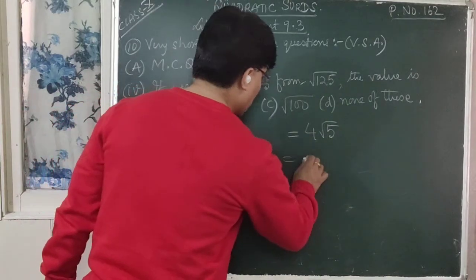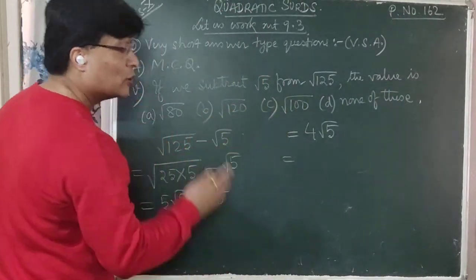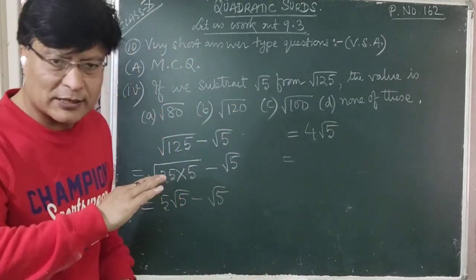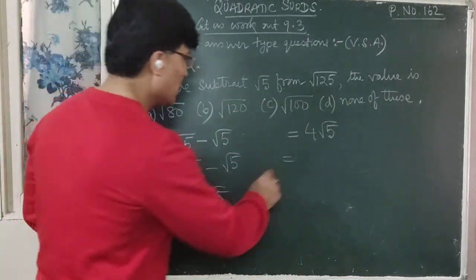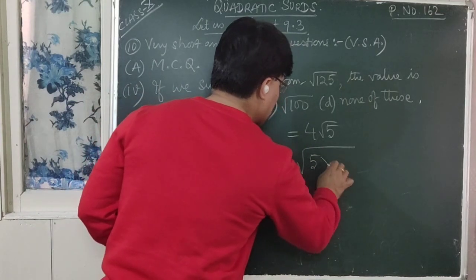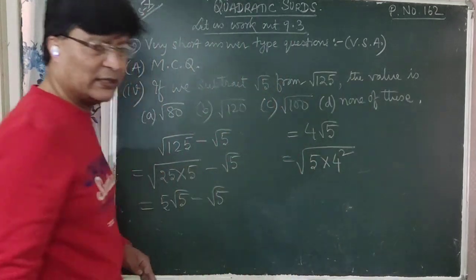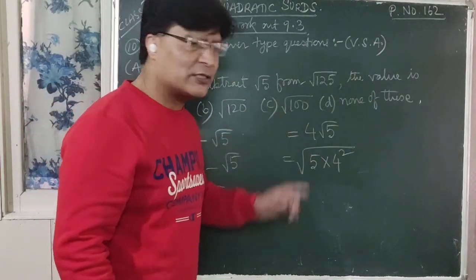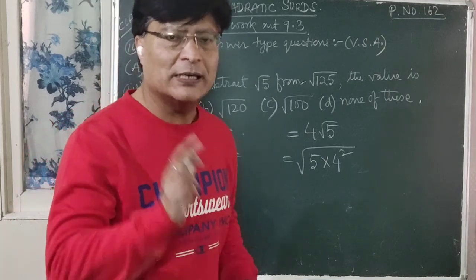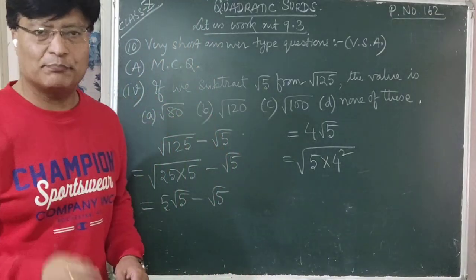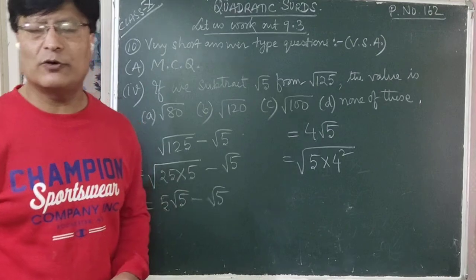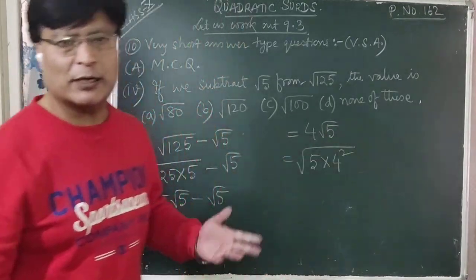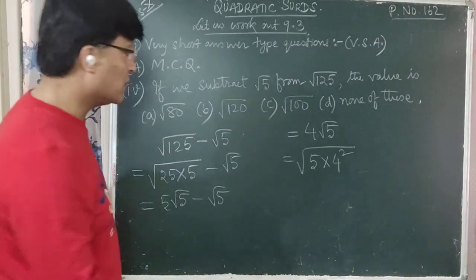So now, 4 root 5 is not in the options. What should you do in the next step? 4 is taken inside the square root. If 4 is taken inside the square root, it becomes 4 square, because the square root of 4 square is always 4, right? So when we put 4 inside the square root, it becomes 4 square. Okay?